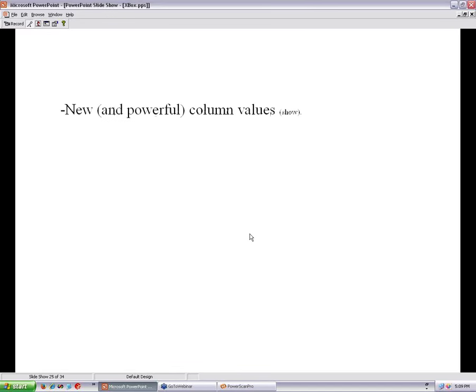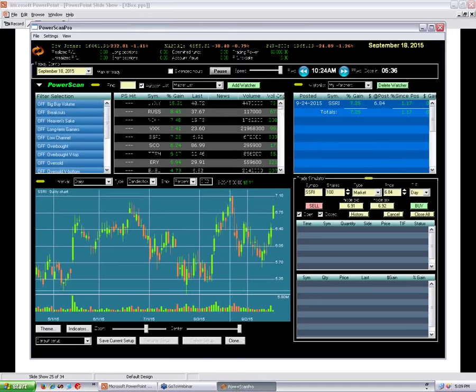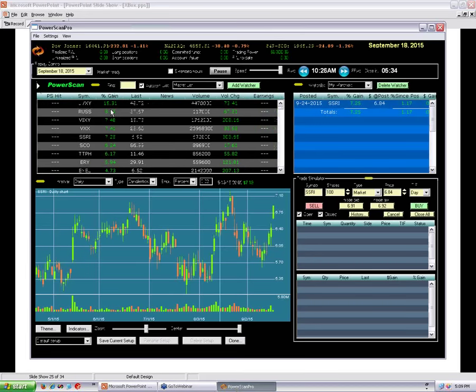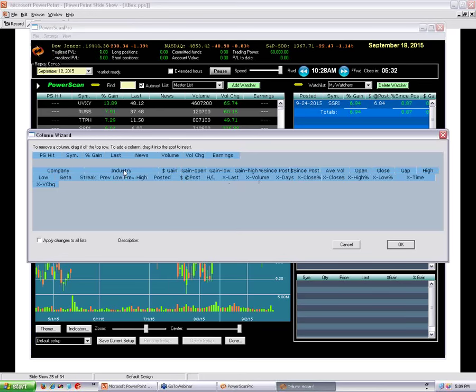One thing that's new and powerful are column values. That's what I wanted to show you. In any given master list, you can, of course, change your columns. The columns are really the value of the stock item that you want to see. To do so, we go here to stock columns, and you can change them. And look at all the columns available. There's a lot here that are not in Stock Vision.